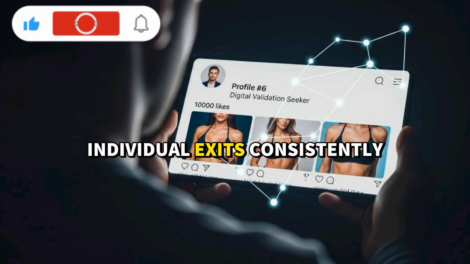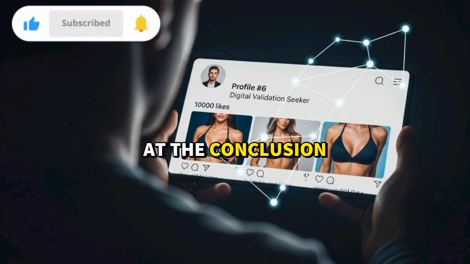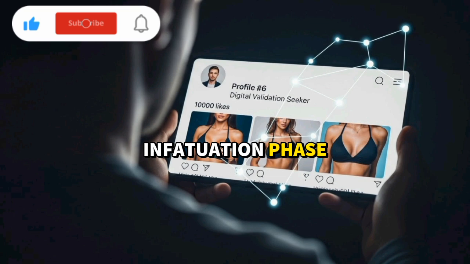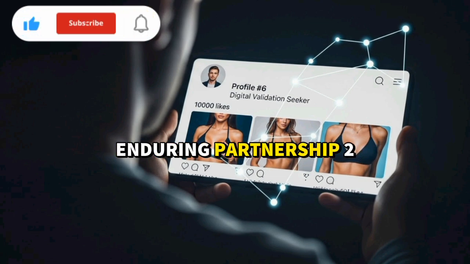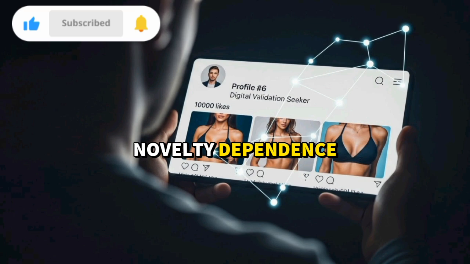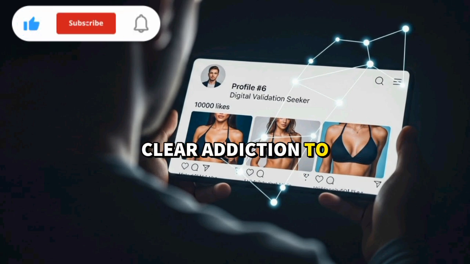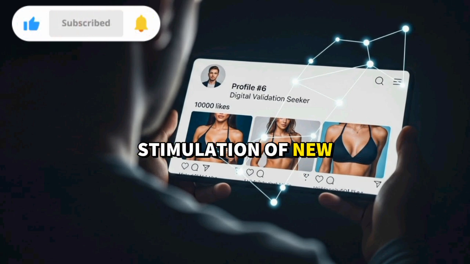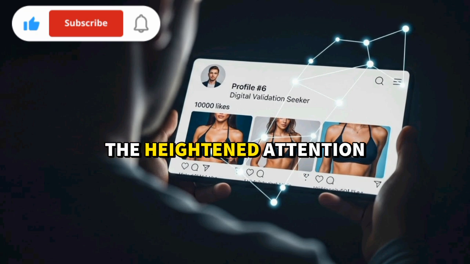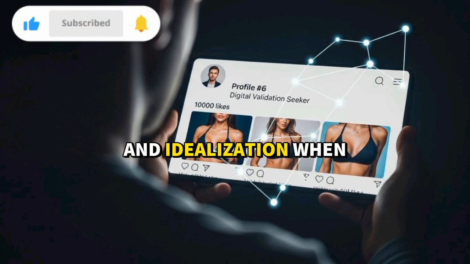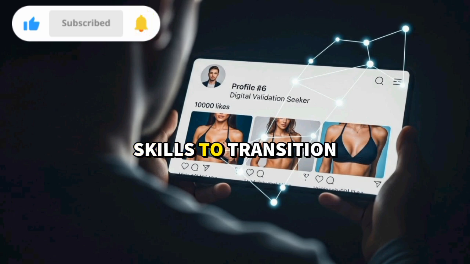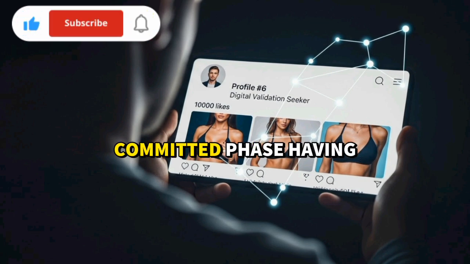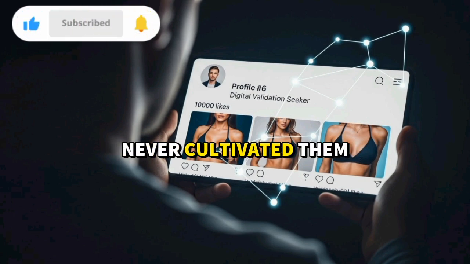The individual exits consistently at the conclusion of the initial infatuation phase, avoiding the substantive work required to build an enduring partnership. 2. Novelty dependence. There is a clear addiction to the intense stimulation of new relationship energy, the heightened attention, passion, and idealization. When this naturally subsides, she lacks the skills to transition into a mature, committed phase, having never cultivated them.